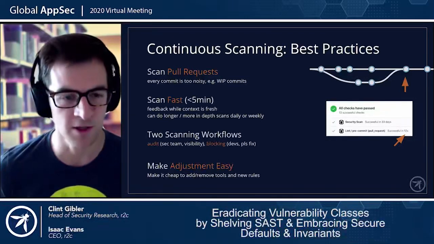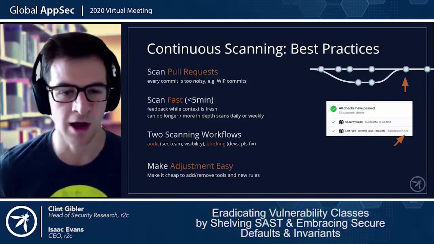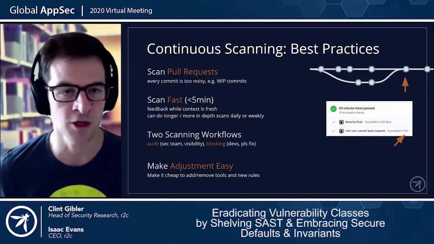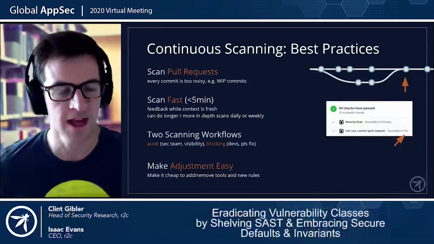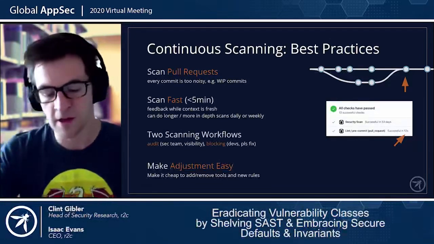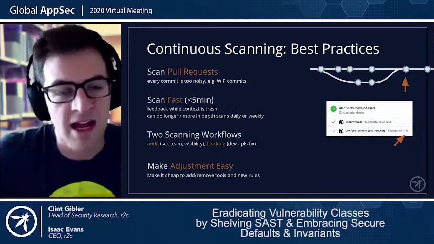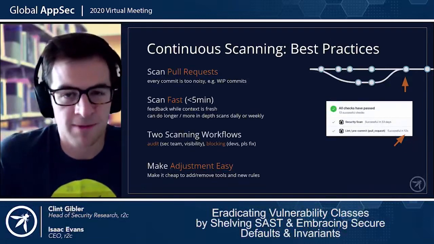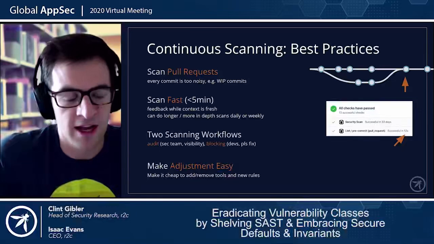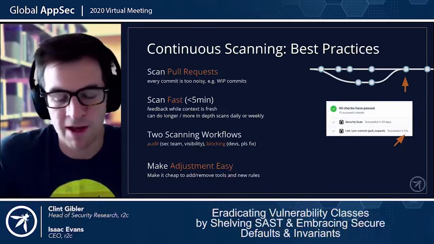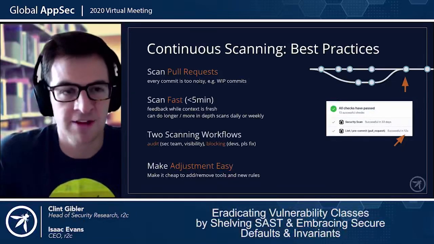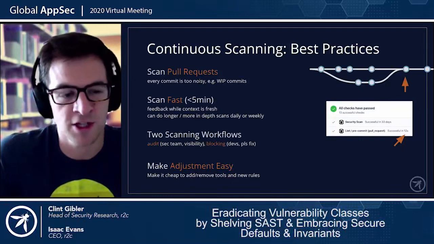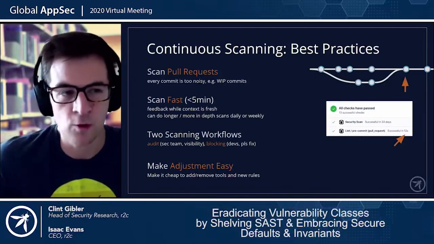And a second workflow, which is actually blocking, which will either prevent a merge or show things directly to the developer. And another principle that most of these presentations have in common is that it's really important to make adjustment easy. So you're going to be setting up this flow. You're going to want to iterate on it a lot. So you want to make it really cheap to add and remove tools. And even within those tools, you want to make sure that it's really cheap to add or remove new rules.